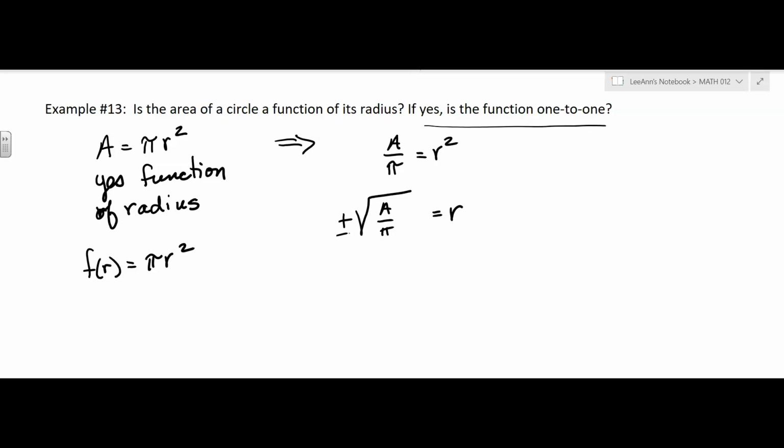But it's really kind of almost a little trick here. You really can't have a negative radius, right? Okay, so we don't really have the negative case. So yes, it is a one-to-one function.